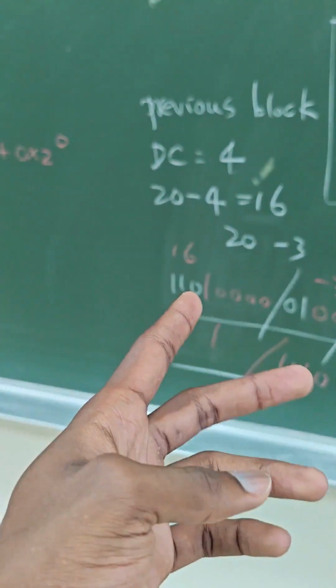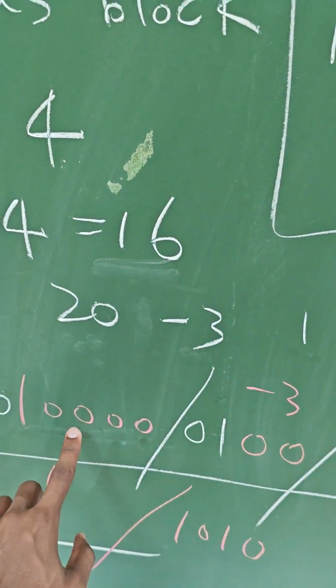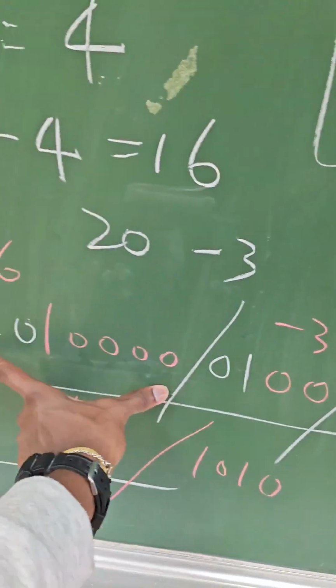So 16 in binary is actually this. So 1, 2, 4, 8, 16, right? 16. And that's your code right here.